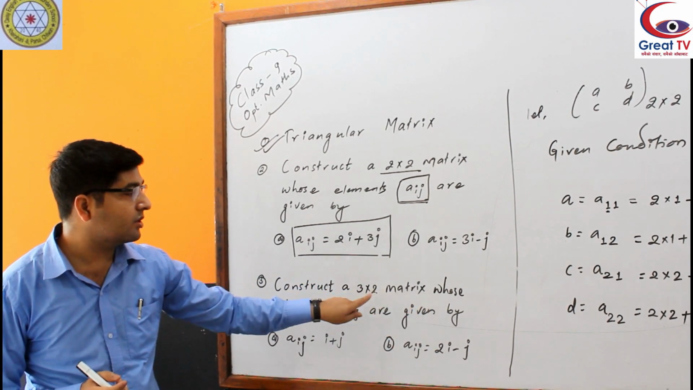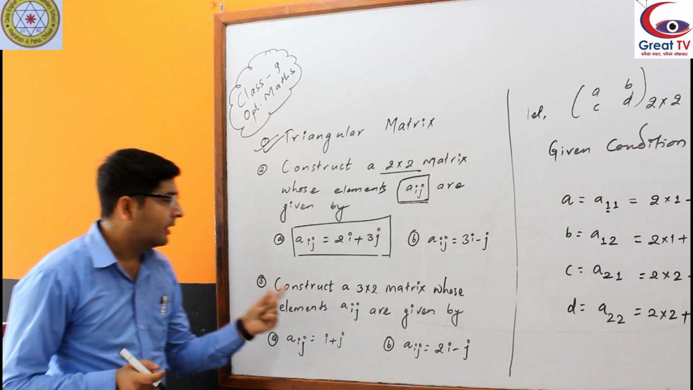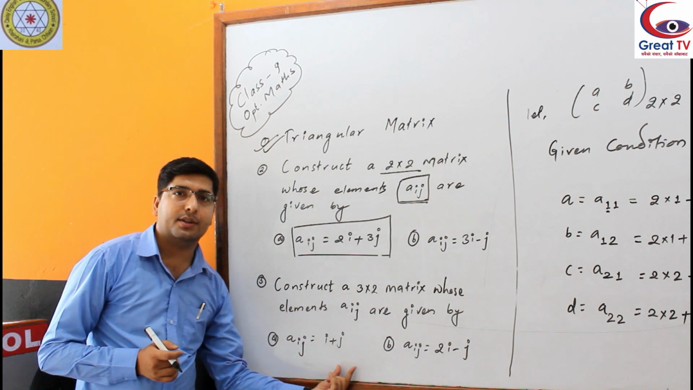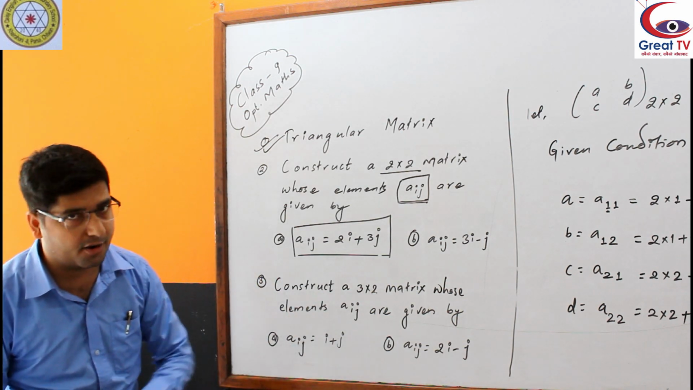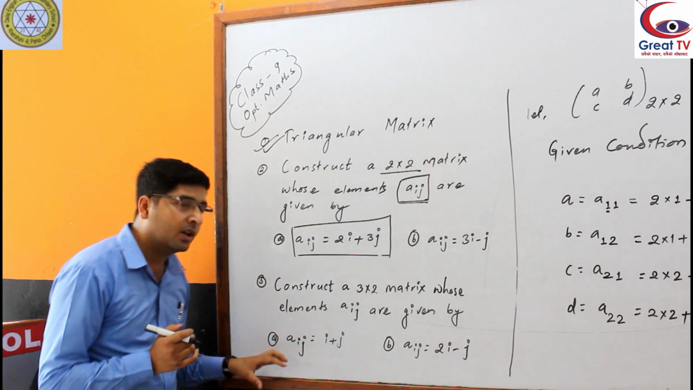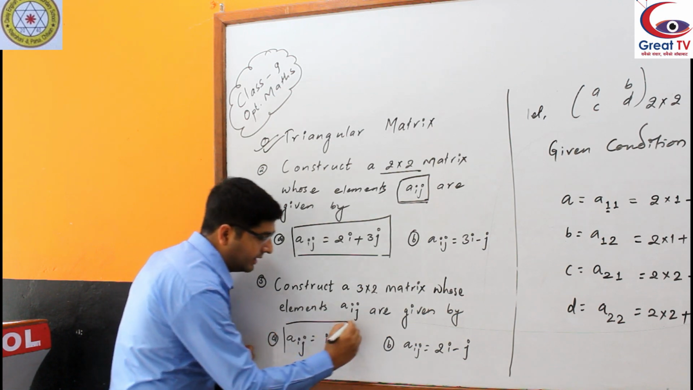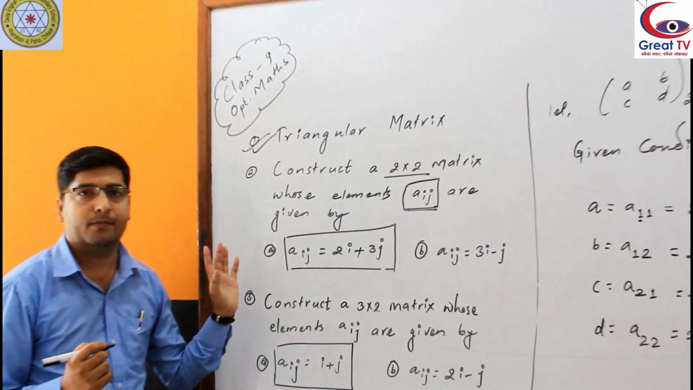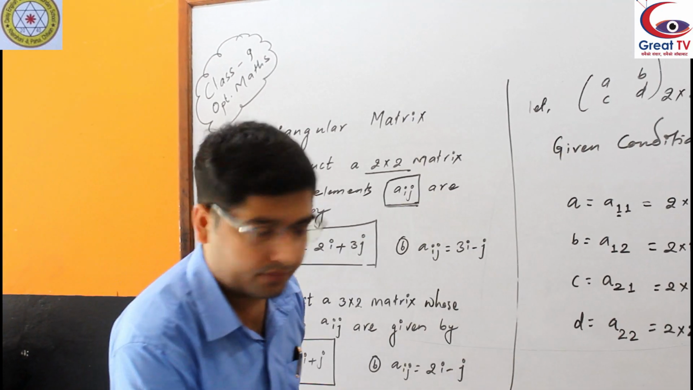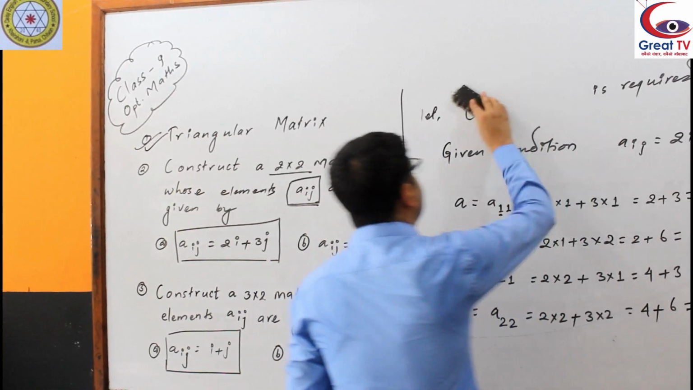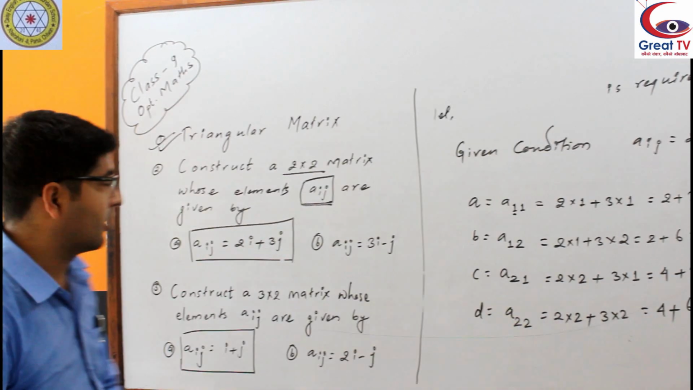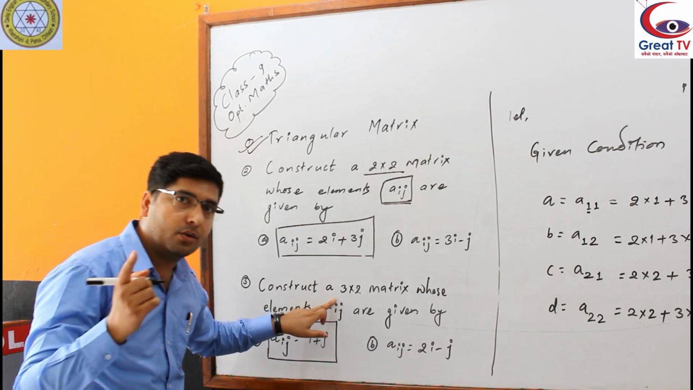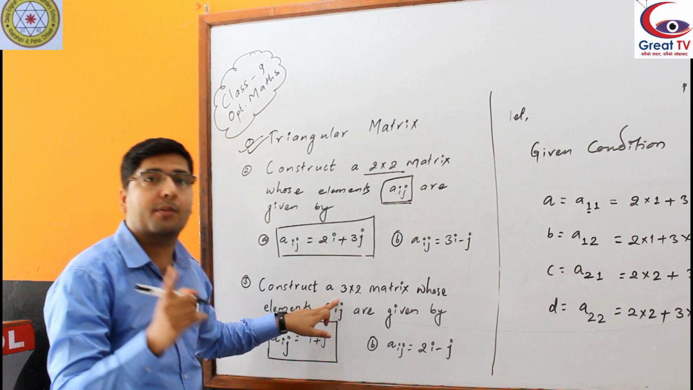We have to construct a 3 by 2 order matrix where aij is given as aij equals i plus j. You have one condition, aij equals i plus j. Now we need a 3 by 2 order matrix, which means the number of rows is 3 and the number of columns is 2.